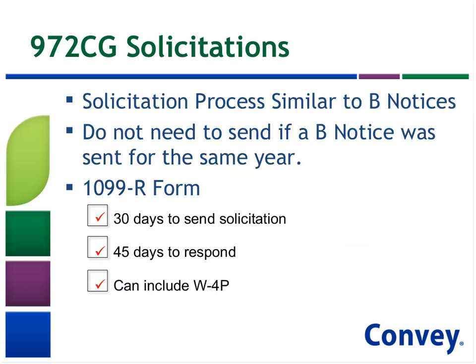So if you get a penalty notice, you're also going to be doing solicitations there as well. So it's very similar to the B notice process. You do not need to actually send if a B notice was sent for the same year. So if you get a penalty notice for an individual and you already sent a B notice solicitation for that individual, you do not need to do a P notice or 972CG solicitation as well, because you've already satisfied that with your B notice solicitation. For the 1099-R form, there are a couple outside aspects. You have 30 days to send solicitation, 45 days to respond, and you can include a W-4P.